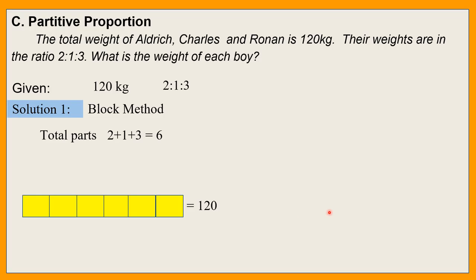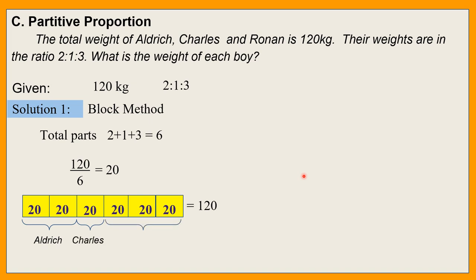Diba? So, yung 120, hatiin natin sa 6. So, 120 divided by 6, this is 20. So, bawat parte ay may 20, 20, 20, 20, 20. Diba? And then, dalawang parts ang para kay Aldrich, isang part ay para kay Charles, and tatlong parts ay para kay Ronan. So, ibig sabihin, si Aldrich ay 40 kilograms, si Charles ay 20 kilograms, at si Ronan ay 60 kilograms.